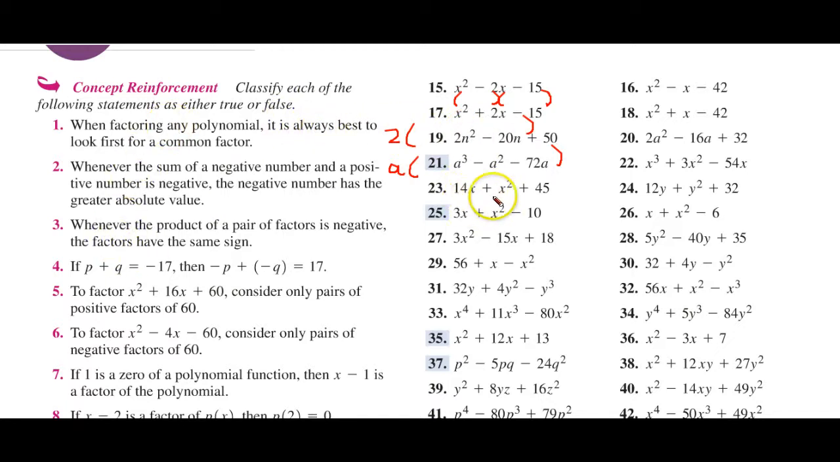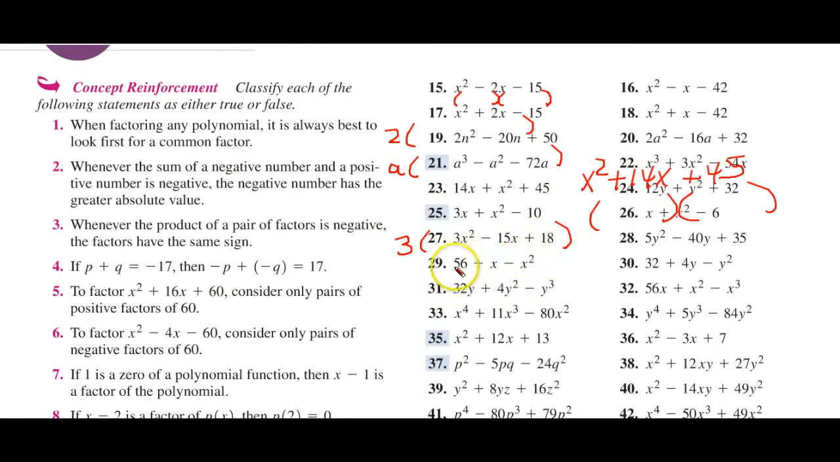Now here, what would I do? I'd have to put it in the standard form. X squared plus 14x plus 45 before I factored it. And again, we're unfoiling these. Here again, the same. Put it in standard form. Now here I would factor out a 3 first.